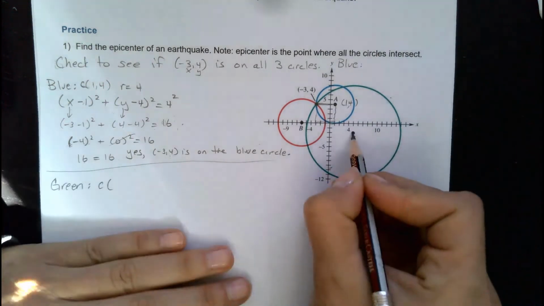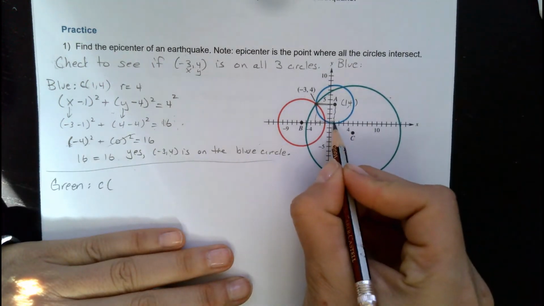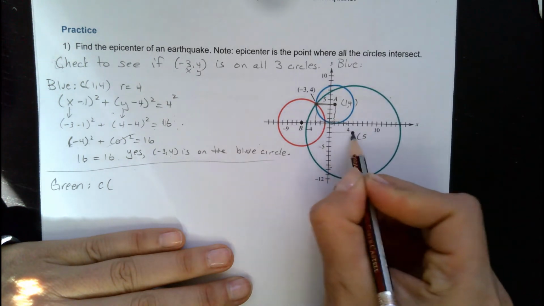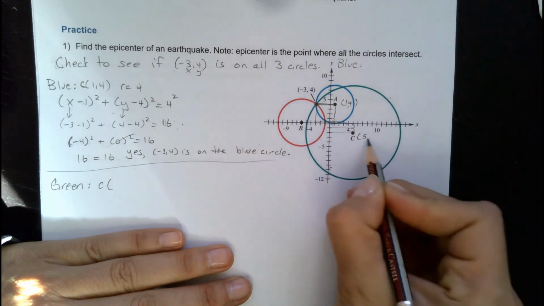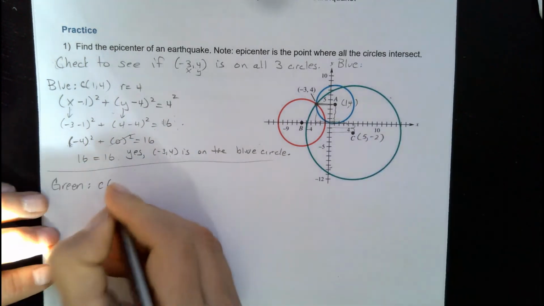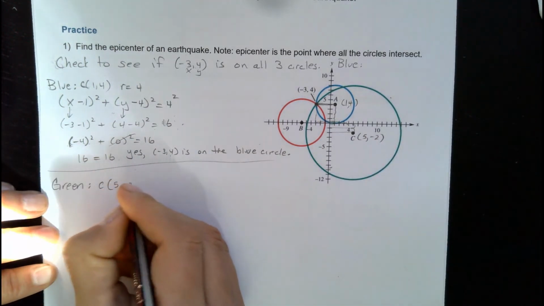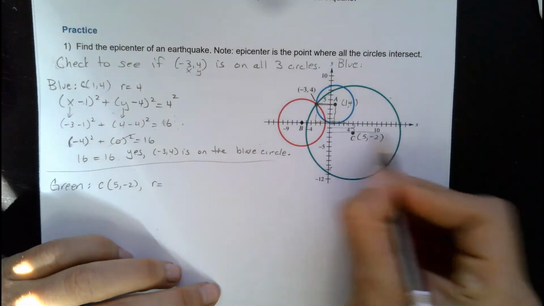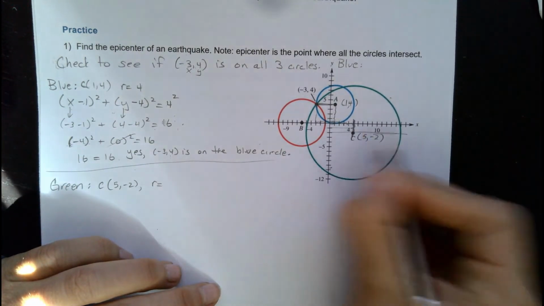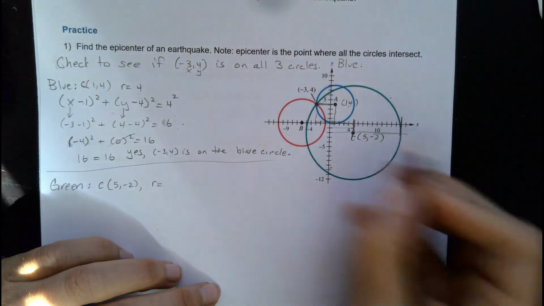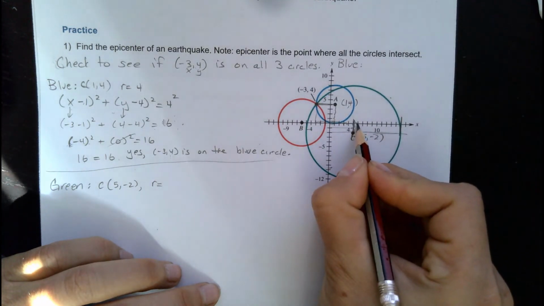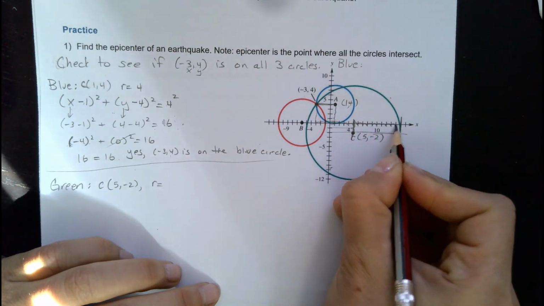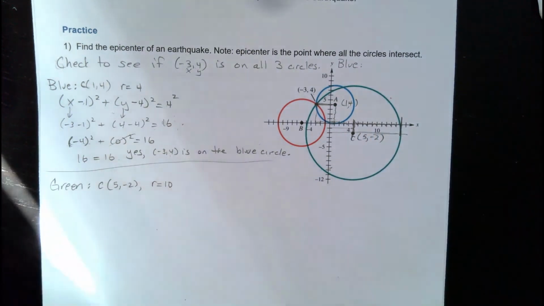The center of this circle is 1, 2, 3, 4, 5, and down 2, so negative 2. So my center is 5, negative 2. My radius is from here to here. So let's count the jumps. 1, 2, 3, 4, 5, 6, 7, 8, 9, 10. So my radius is 10.